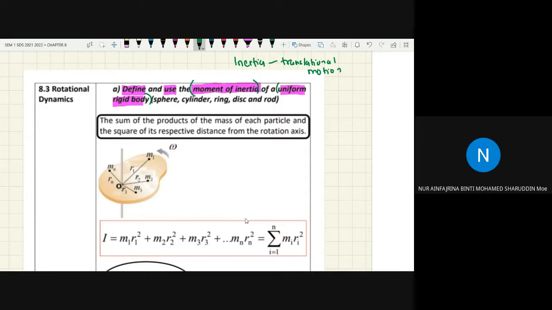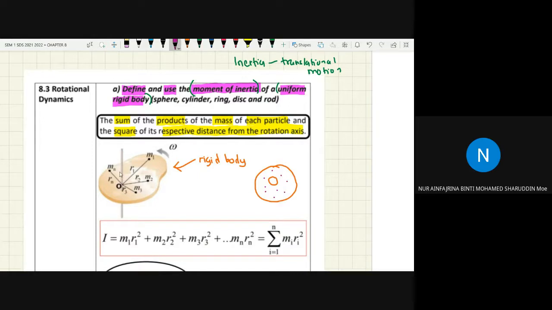So what is the definition of moment of inertia? Definition of moment of inertia adalah sum, dia adalah hasil tambah of the products of mass of each particle and the square of its respective distance from the rotation axis. Awak kena faham. For example, this is your rigid body. Remember tak CD? Ingat tak CD Miss tunjuk kat korang dulu? Dia akan ada point partikel-partikelnya ataupun Miss panggil dia sebagai points.